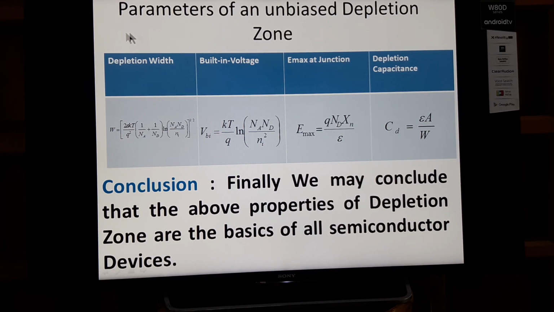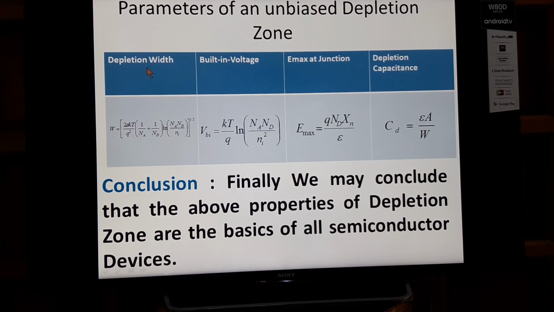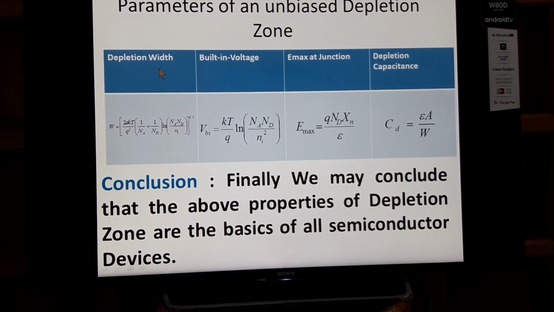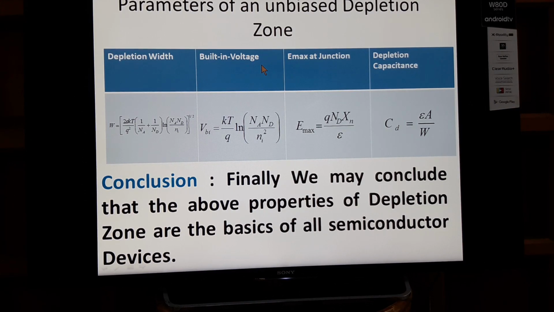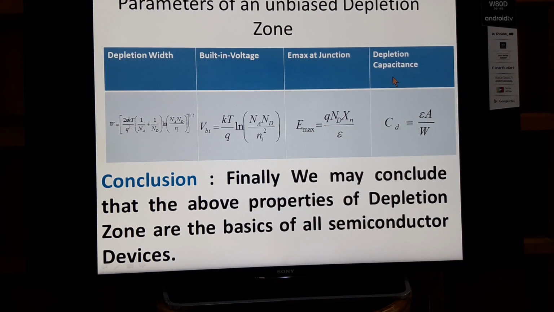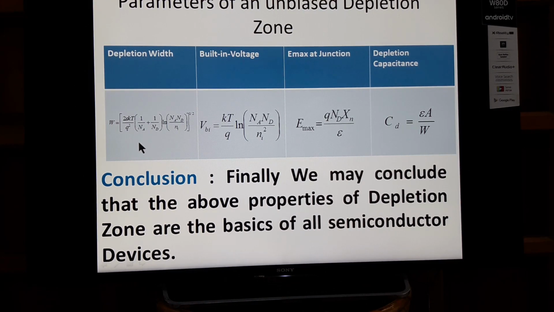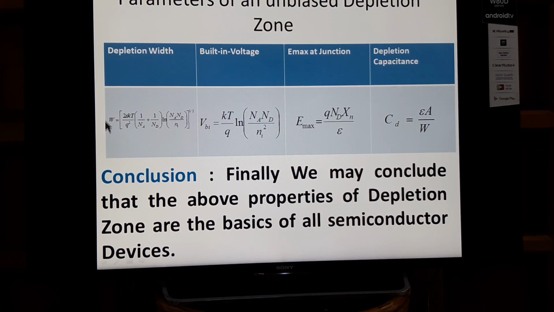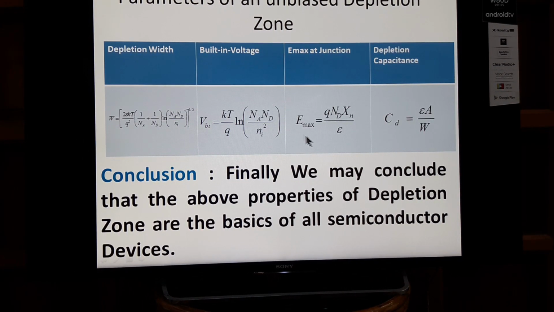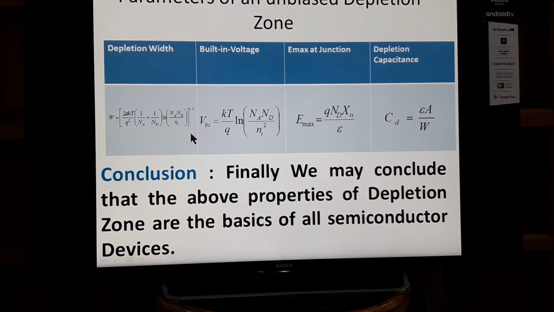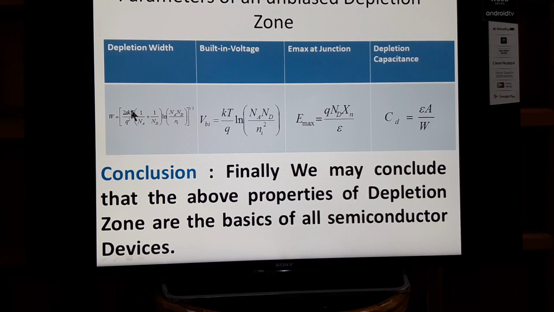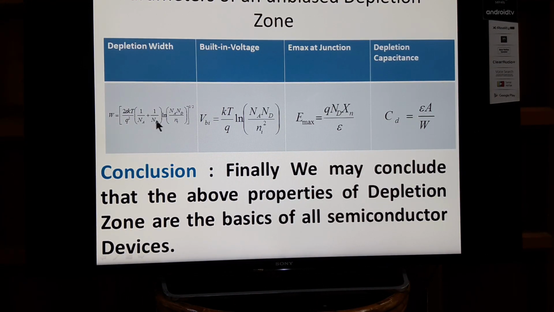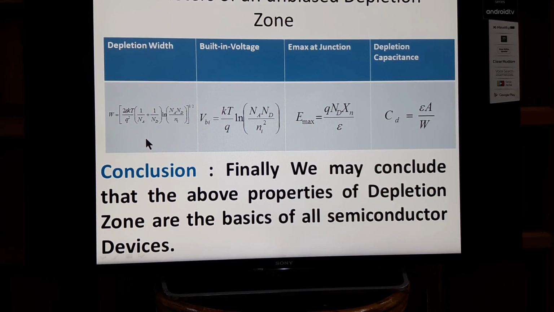So finally, I have tabulated the four main parameters of the depletion layer under zero bias condition, that is the depletion layer width, built-in potential, maximum electric field at the junction, and the depletion layer capacitance. From this relation, we note that the depletion layer width, built-in potential, maximum electric field, and the junction capacitance basically depend on the ambient temperature of the semiconducting material or the junction and the doping density of the N side and P side.